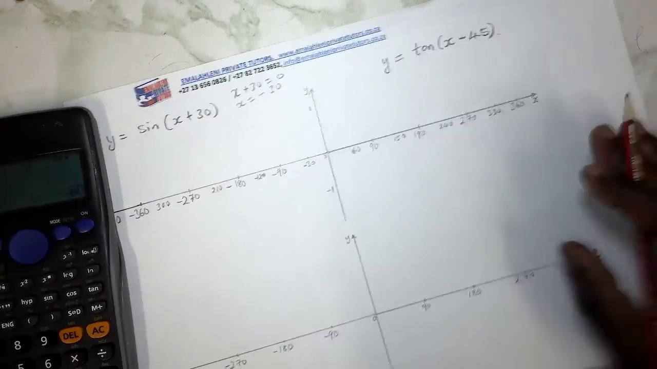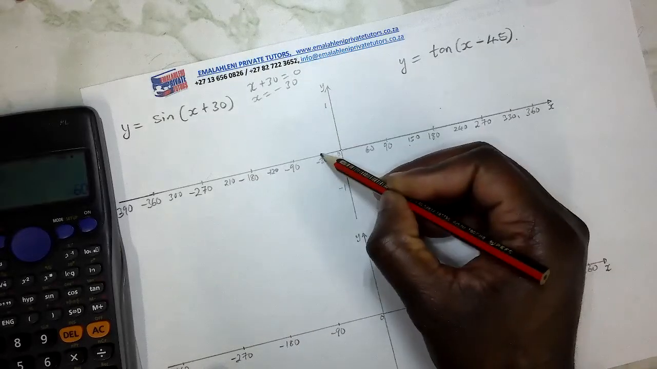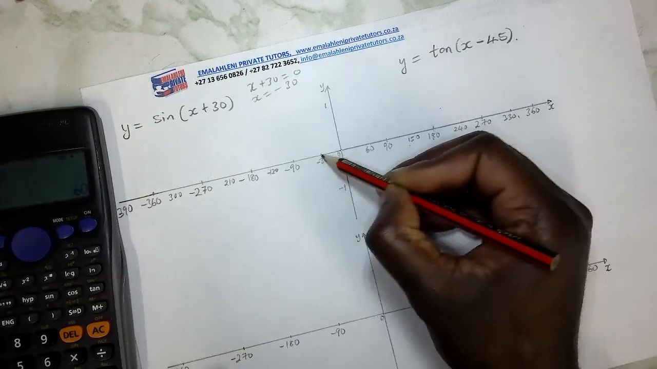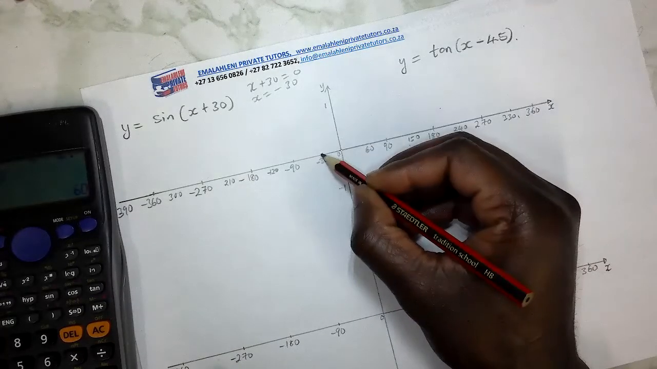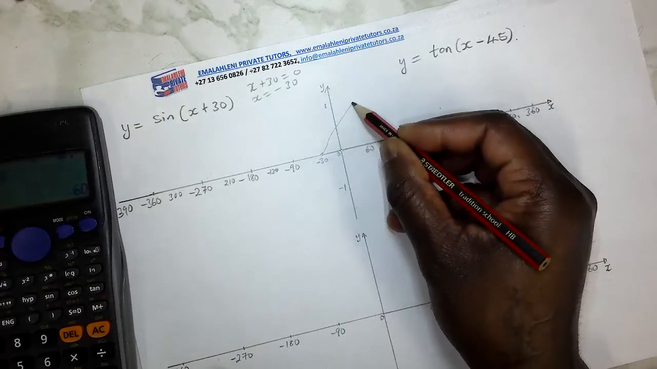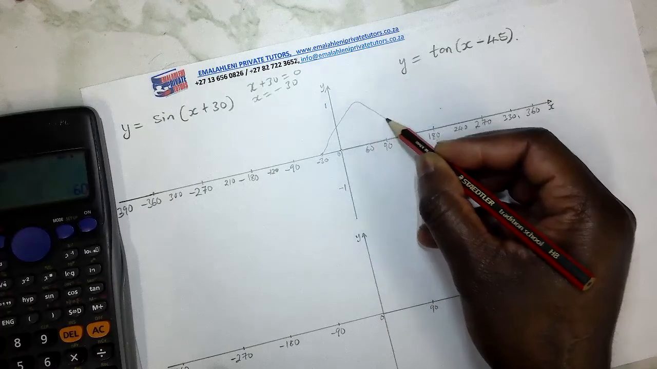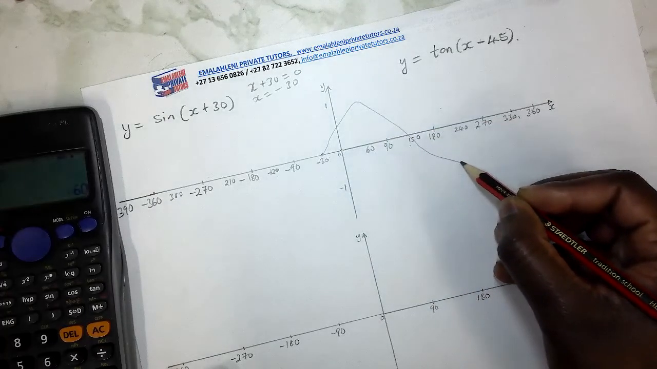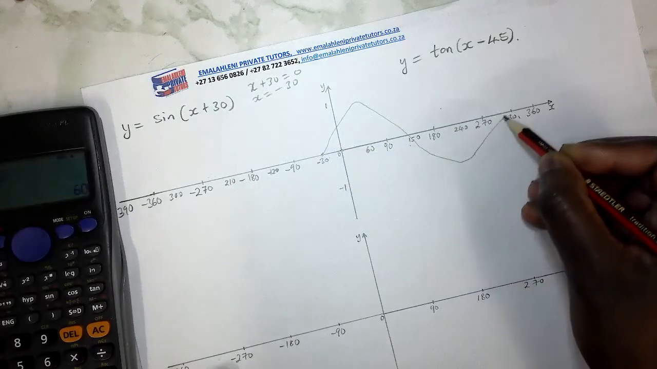So now when you are sketching the graph, you know that here is supposed to be 0, and 1 is supposed to be at 60 now. So what are we going to do? We are going to sketch our graph. So we start here. It's going to reach 1 at 60 instead of 90. Then it comes back to 150. Then it comes down to 240, then goes to 330.